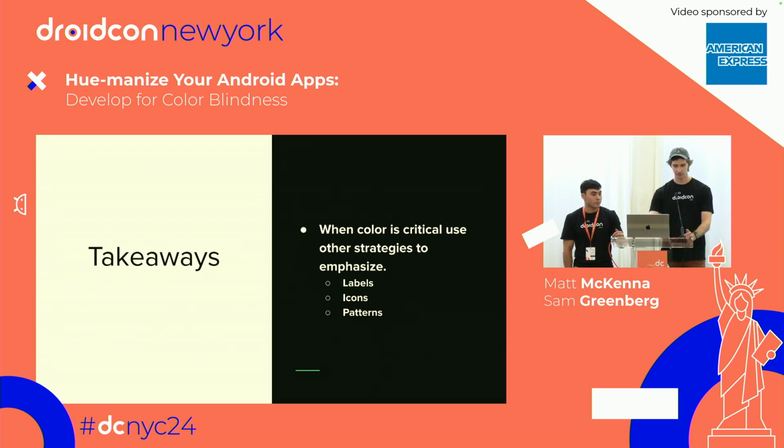And then when color is critical, like those semantic colors, use labels, icons, and patterns to add a bit of extra contextual information so that users can more easily navigate your app.